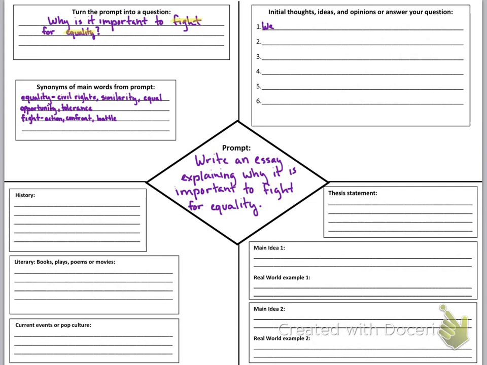Okay, so after we've done our question, we've done our synonyms, we then go on to our quadrant 2, where we answer the question. So we're going to list some different reasons why it's important to fight for equality. And when we're doing this, we make sure that we write using complete sentences. Don't just write one-word answers or phrases or fragments. We want full sentences.